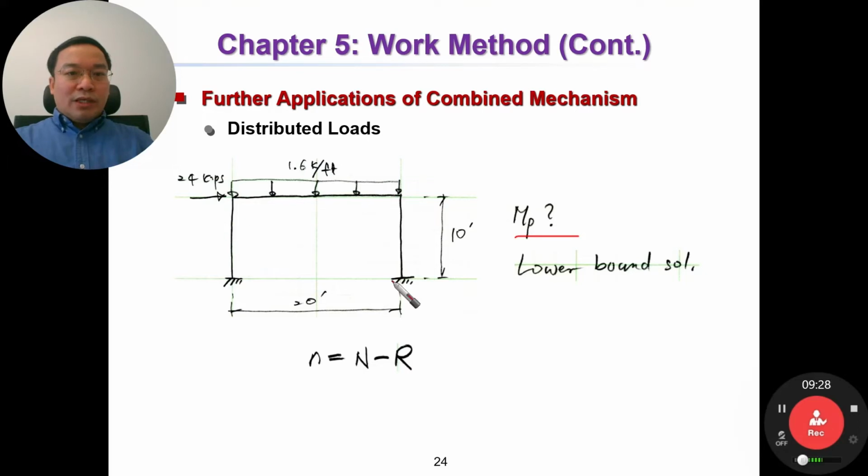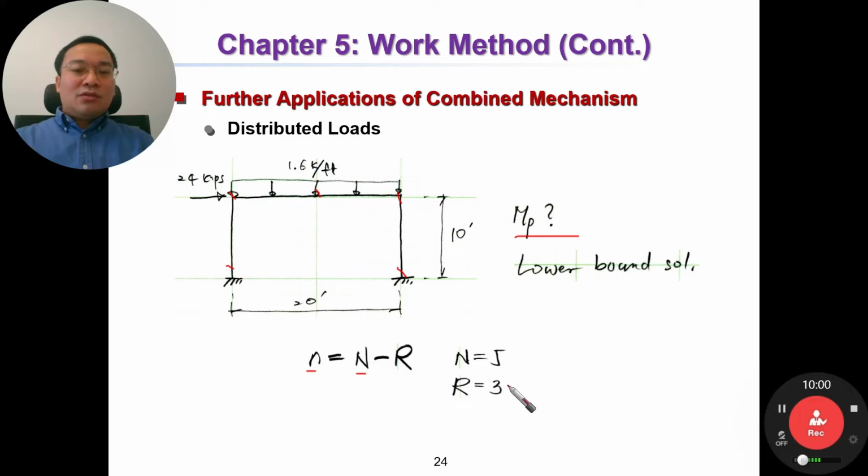To start with this problem, first we have to calculate n. N equal to n minus r. What is n? Upper n is 5. Okay, critical sections where the hinge might be formed: 1 and 2, 3 and 4 and 5. 1, 2, 3, 4, 5, maybe.